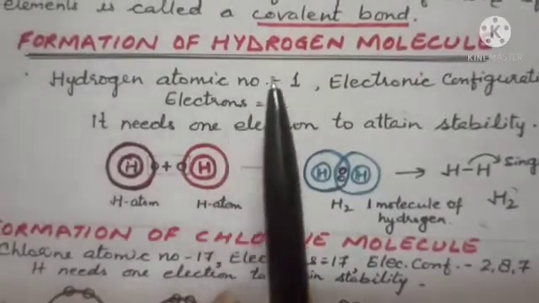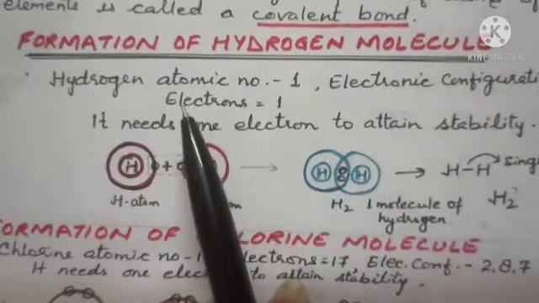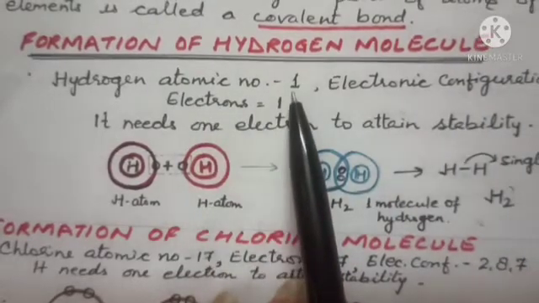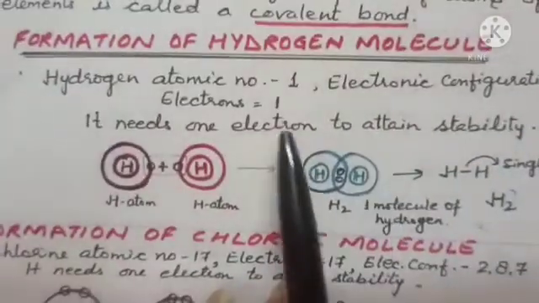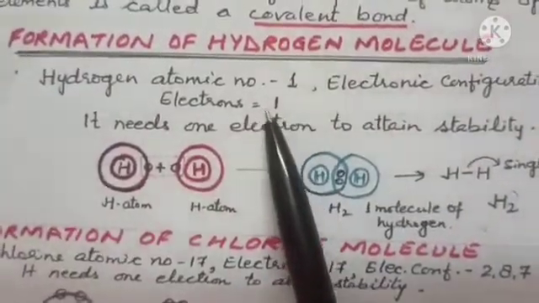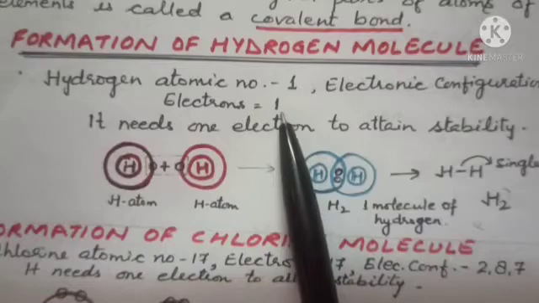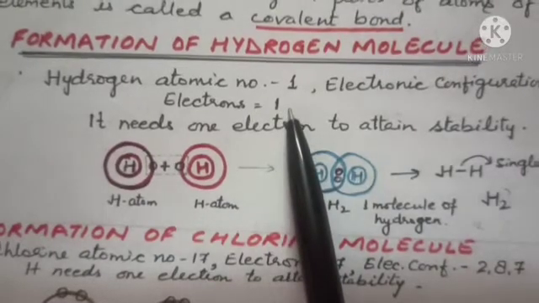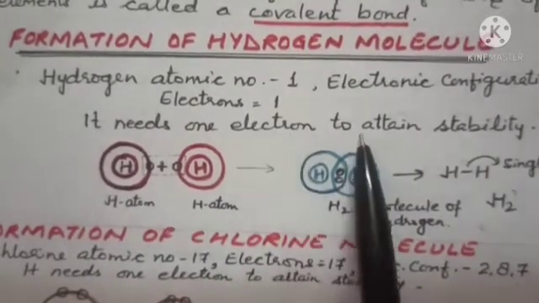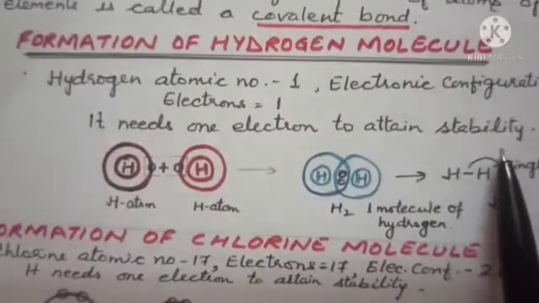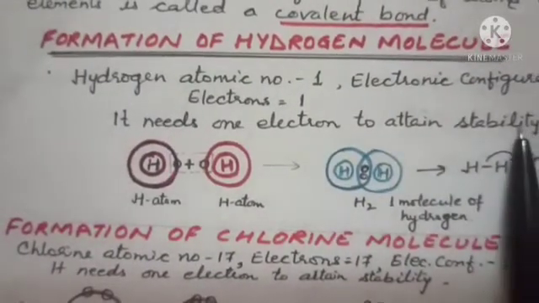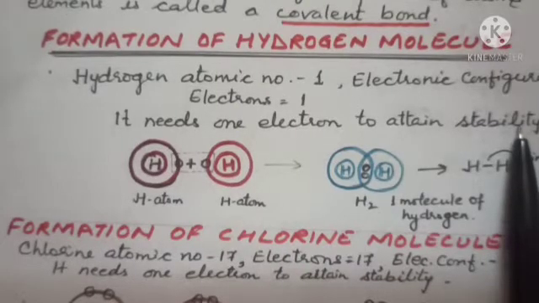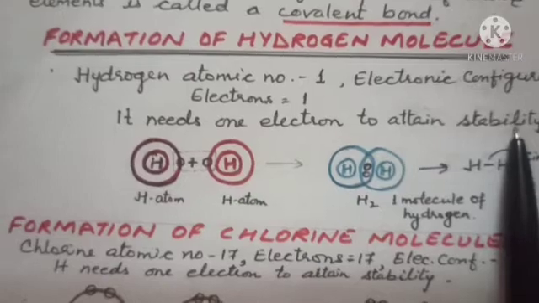Now, formation of the hydrogen molecule. The atomic number of hydrogen, you know, is 1. The electronic configuration is also 1, because the number of electrons is 1. So hydrogen needs 1 electron to attain a stable electronic configuration, just like its nearest noble gas, helium. Because helium, you know, has atomic number 2, and electronic configuration is also 2.